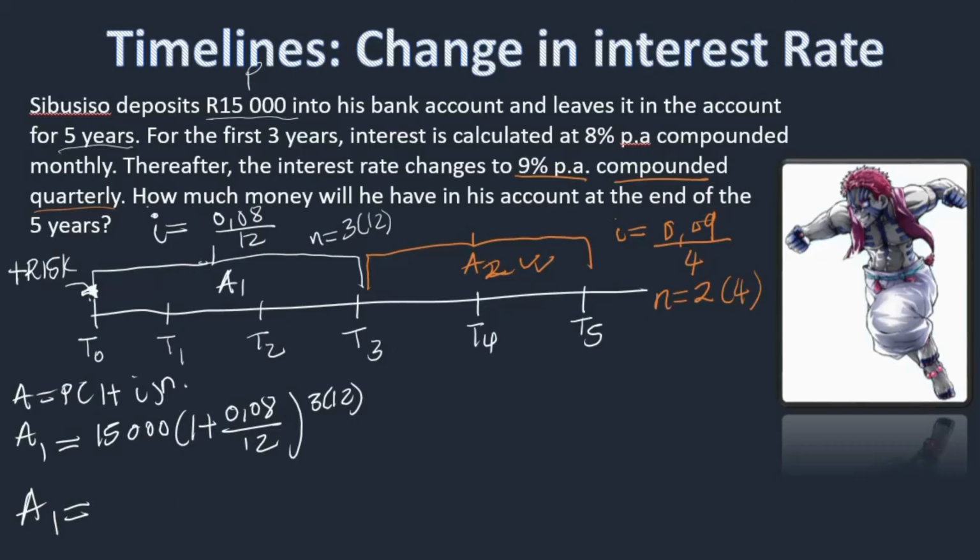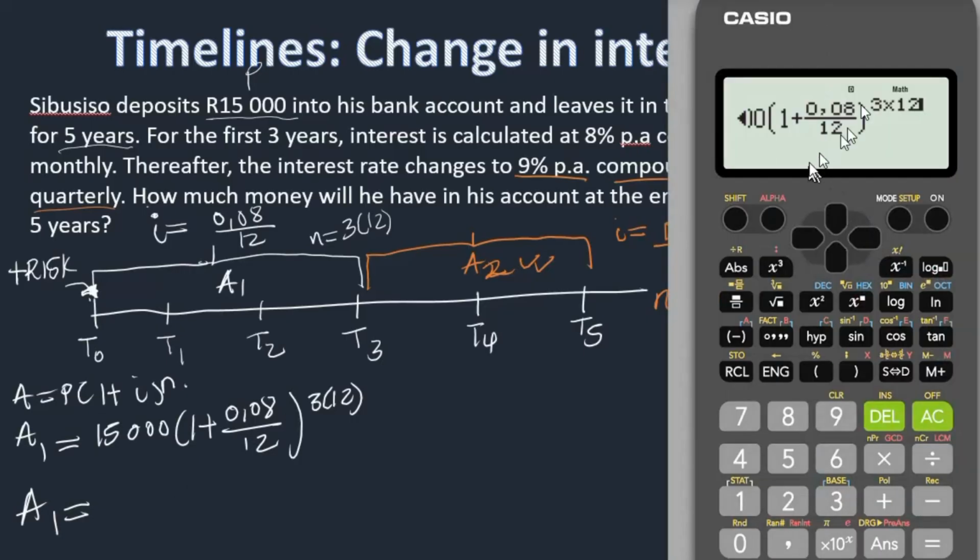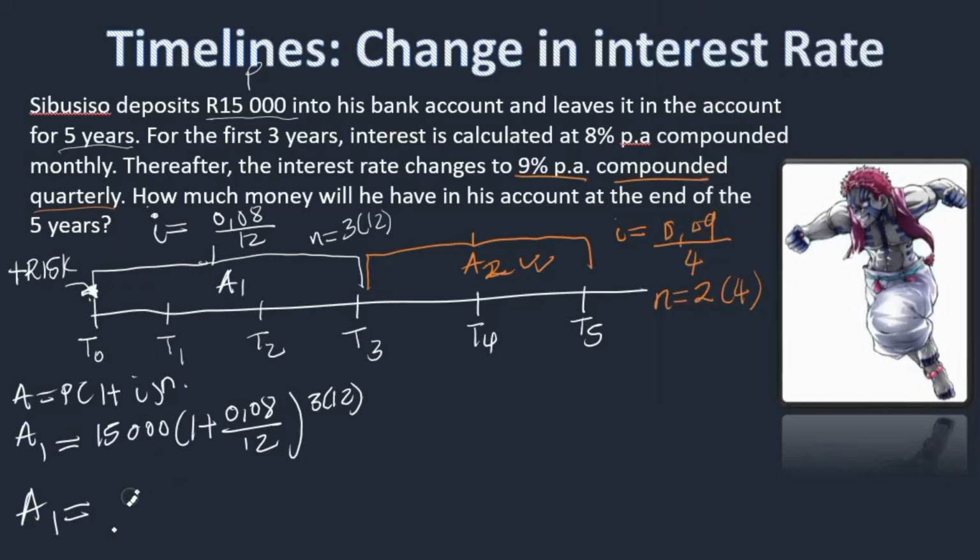Let me use a calculator there. So I've inserted these things here. Let me just press equal sign. I'm getting 19,053.56. 19,053.56. Let's put it here. 19,053.56.